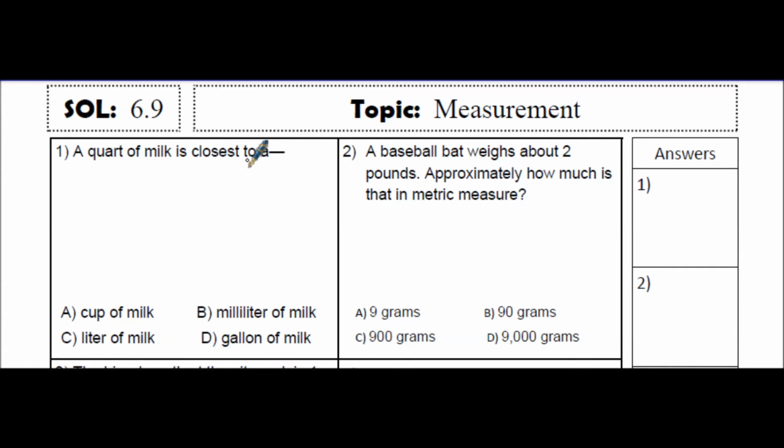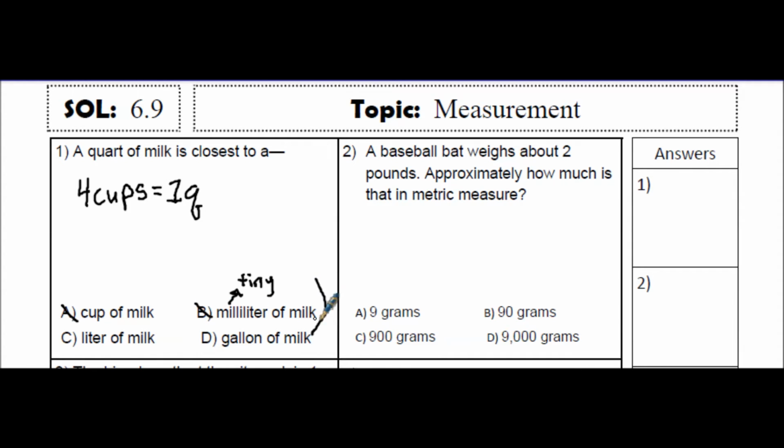A quart of milk is closest to a what? So I know that a quart of milk is actually equal to 4 cups. So a cup of milk doesn't make sense. A milliliter, we know that we have 1,000 milliliters in 1 liter. So that's really, really tiny.